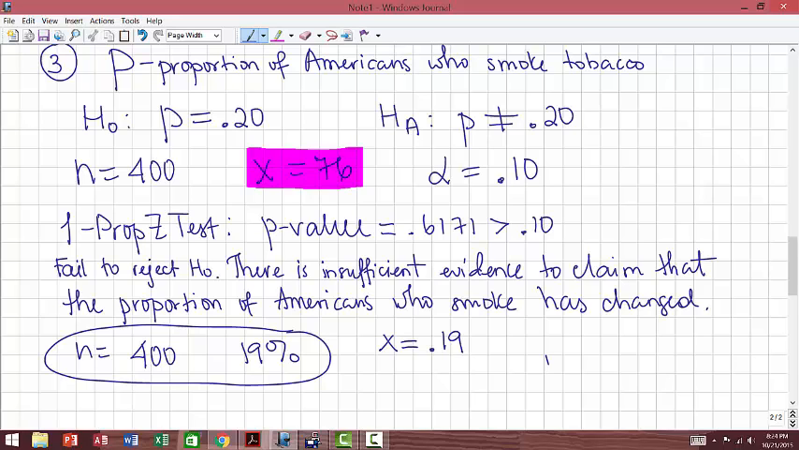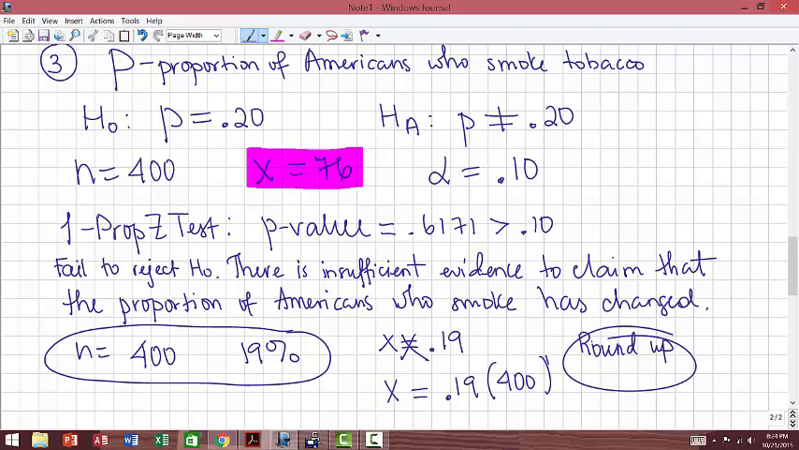So what you need to do in this case is, x is not 0.19. x will be 0.19 times 400. Once you compute this, in this case we'll get exactly 76. But remember always to round it up, because these are people that we're talking about. And that's a common mistake that can happen.